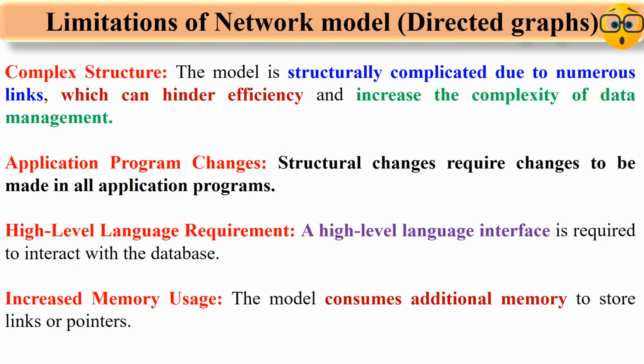Limitations of network model, directed graphs. Complex structure. The model is structurally complicated due to numerous links, which can hinder efficiency and increase the complexity of data management. Application program changes. Structural changes require changes to be made in all application programs. High-level language requirement. A high-level language interface is required to interact with the database. Increased memory usage. The model consumes additional memory to store links or pointers.